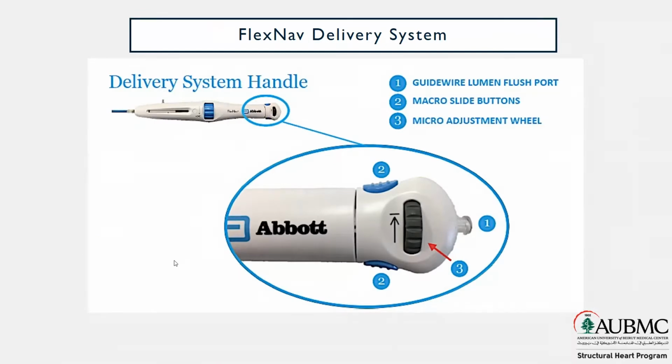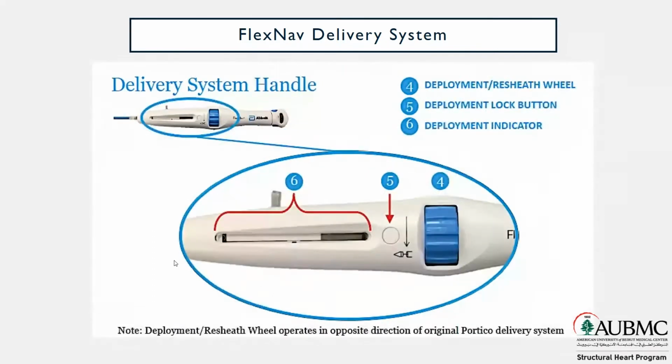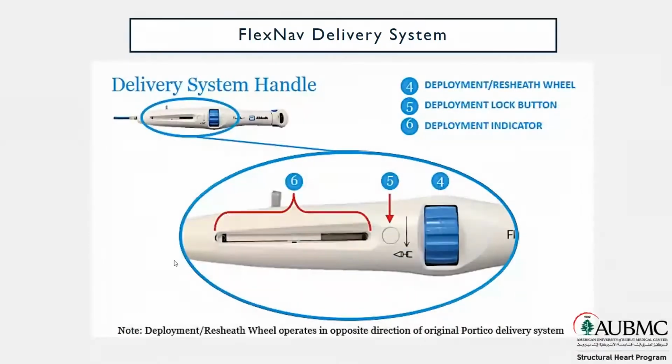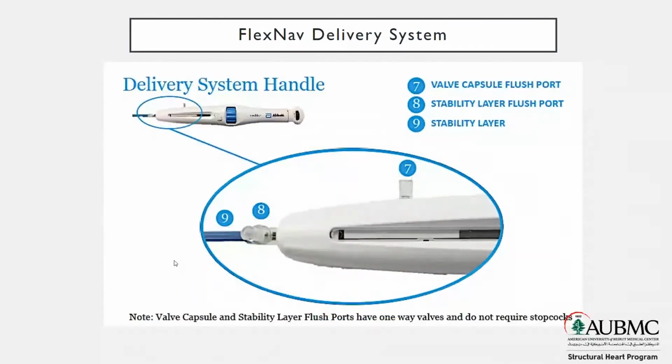So you have the delivery handle in the back. The number 1 is where the guide wire lumen flush port goes. Number 2 is the micro slide button, and the 3 is the micro adjustment wheel if we're trying to resheath the valve. Second, in number 4, you have the wheel which you deploy and resheath. And 5, you have your lock button that I will explain while deploying. And number 6, we have a deployment indicator to know how far we are with the deployment. So in 7, we have the valve capsule flush port. In 8, we have the stability layer flush port. And 9, the stability layer I talked about.